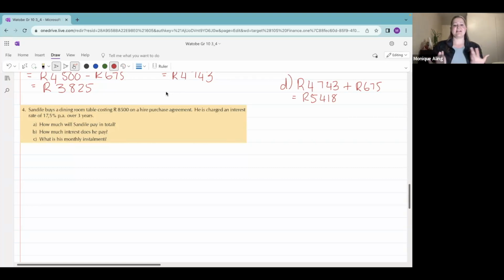We know that Sandile isn't going to pay 8,500. Then he needs to pay interest on that amount, and the interest is 17.5%. You can try. Okay, let's hear it.